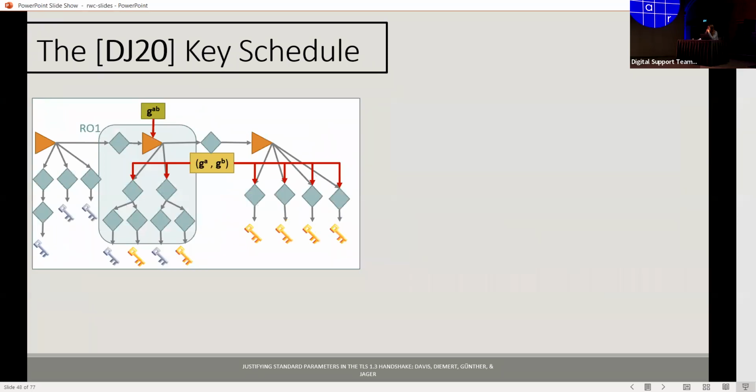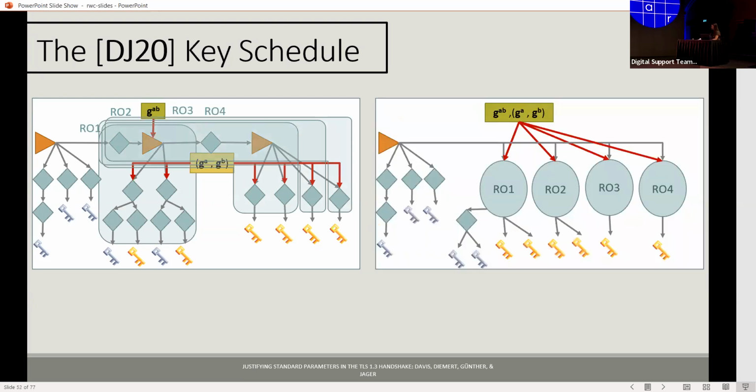Our other method, by Diemer and Jager, was to view the path through the key schedule for each type of session key as an independent random oracle. So they have 4 independent random oracles modeling these overlapping paths through the key schedule.